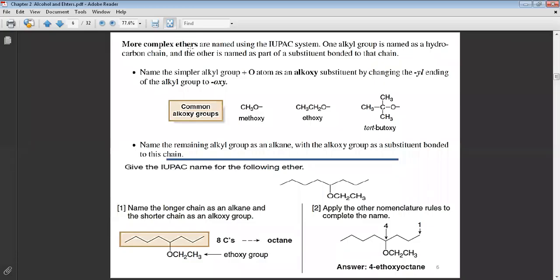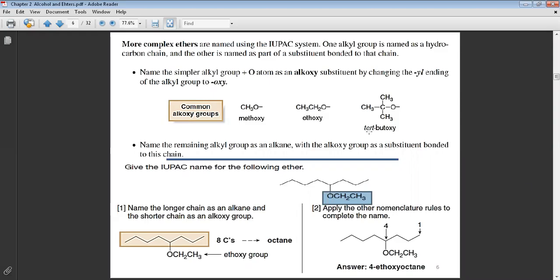I will give you an example, don't worry. One alkyl group is named as the hydrocarbon chain, and the other is named as a substituent bonded to that chain. Take this compound. This part is alkyl, and we also have alkyl here, but this is the big one. This will be the hydrocarbon, and this small part will be just a substituent on the carbon of the big chain.